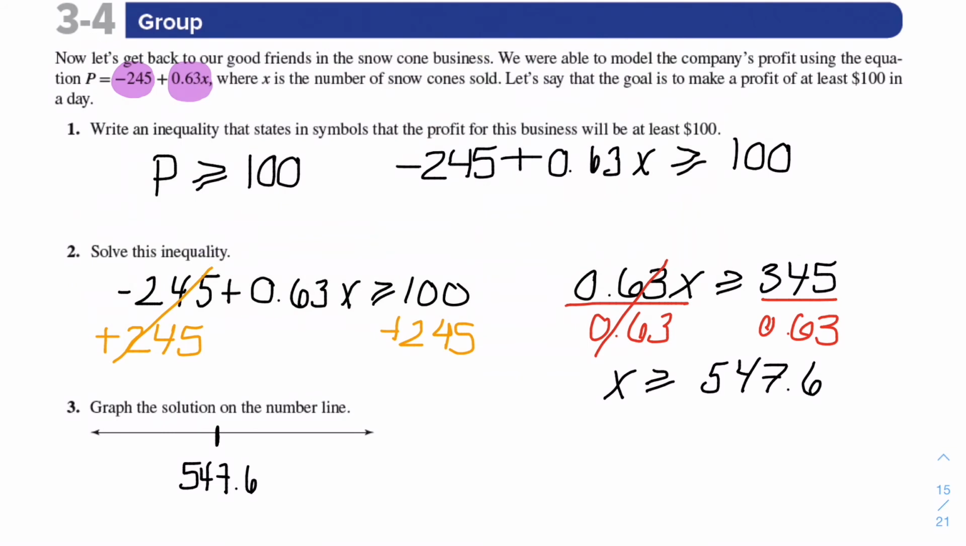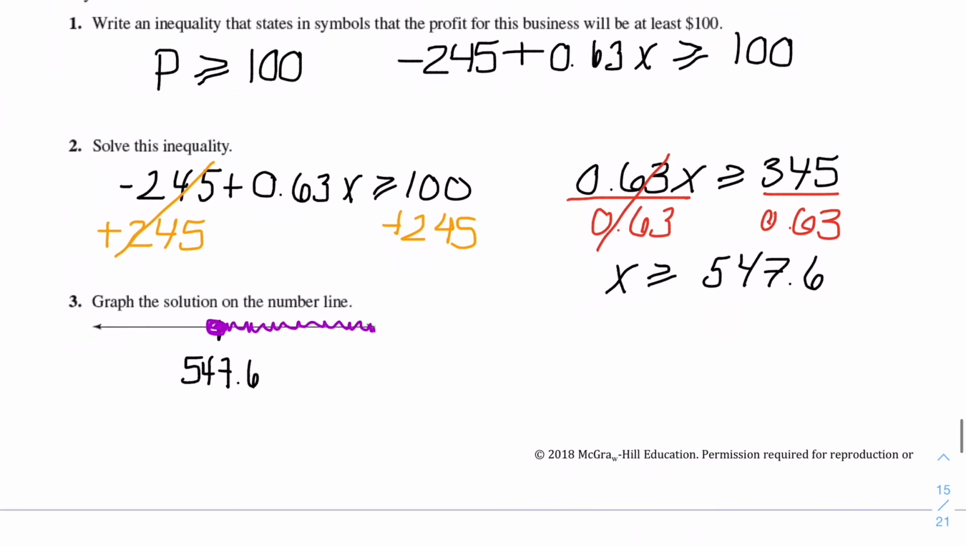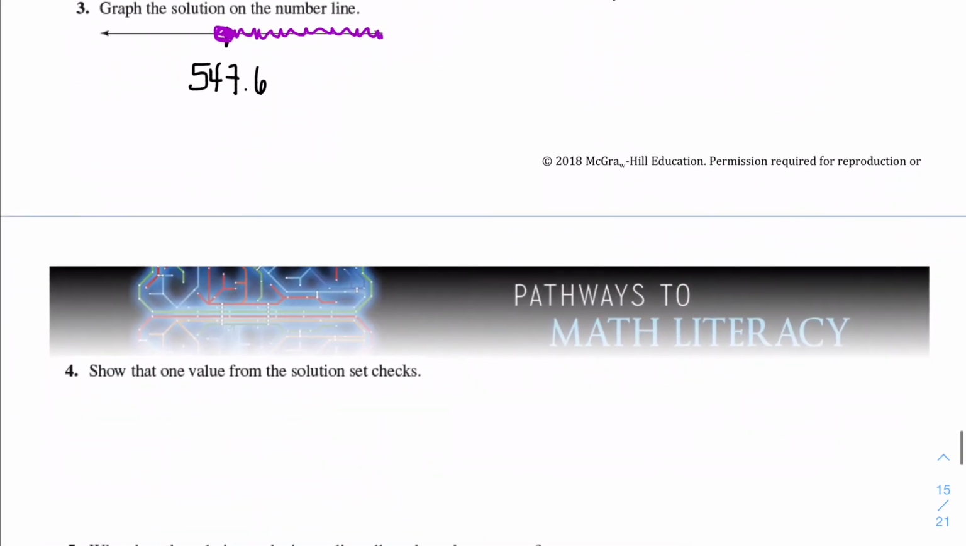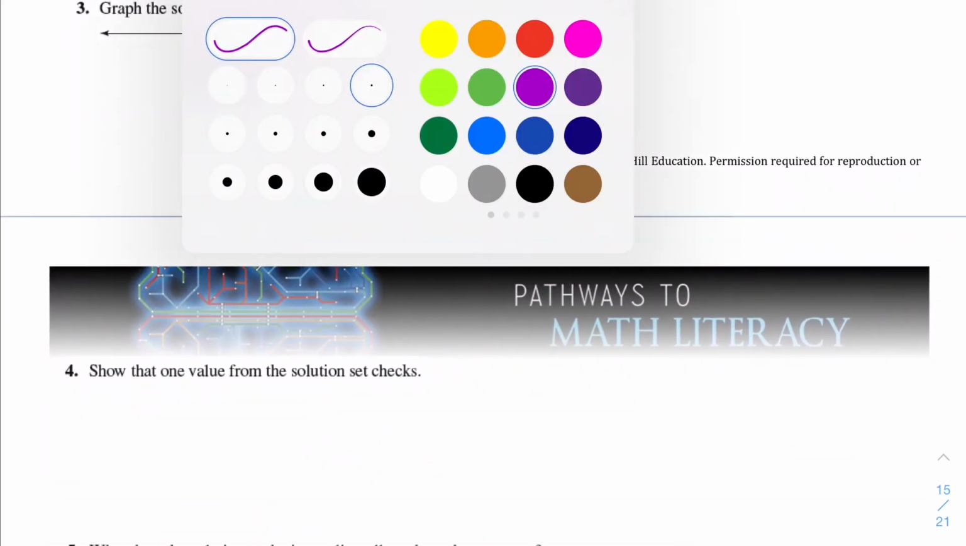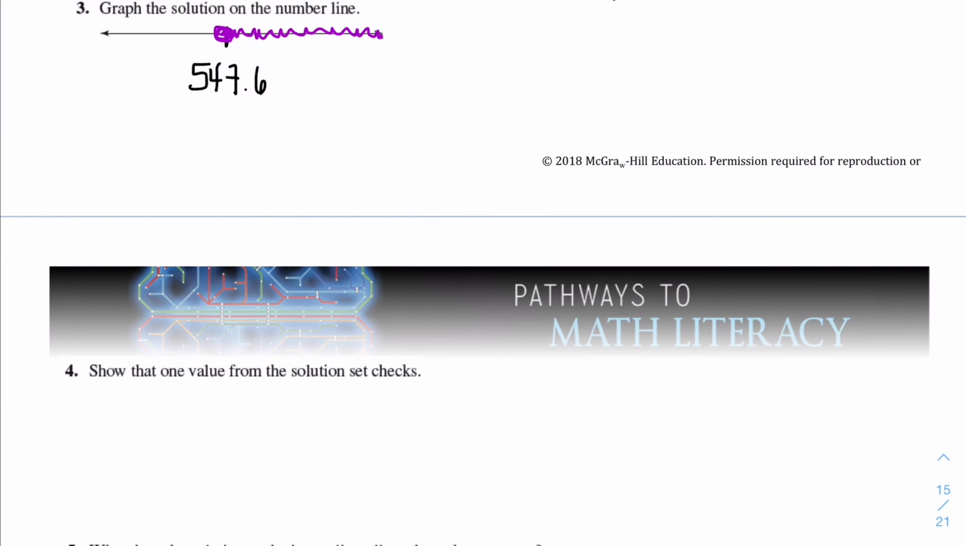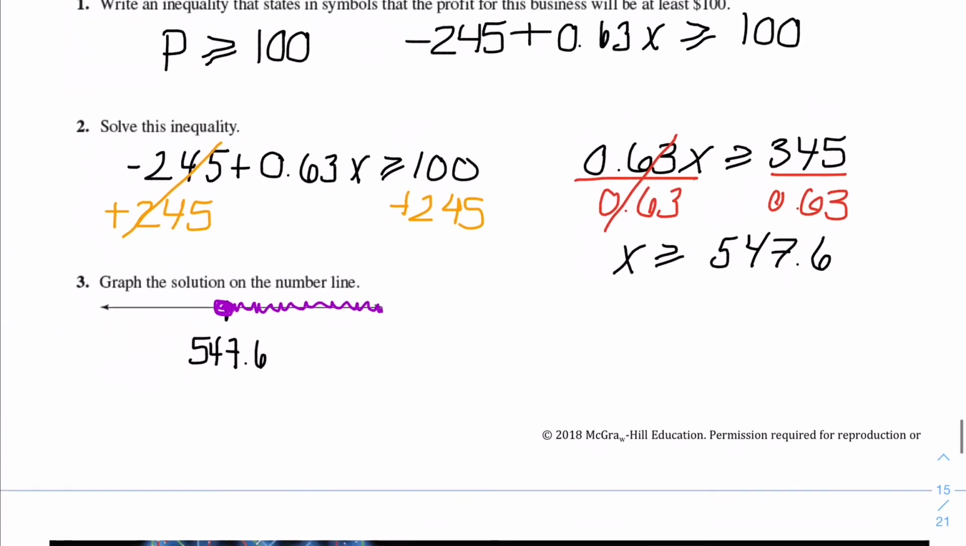You can equal this number, and anything bigger than it will be a solution to the inequality. Okay? So let's go ahead and show that one value in our solution works. So let's pick 600. That's definitely greater than 547. We're going to plug this back into this original inequality.